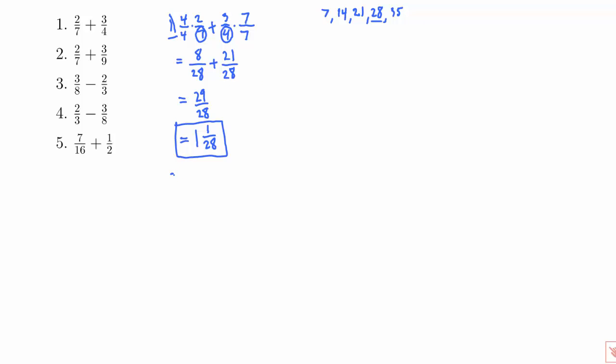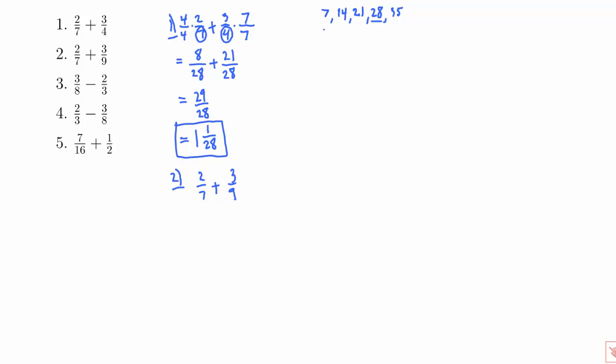Look at number 2. We have 2/7 plus 3/9. Again, between 7 and 9, we're trying to figure out the least common denominator. I'm going to ask myself, what are the multiples of 9 that are also multiples of 7? Well, we can always just do 7 times 9. That gives us 63. And that may be the only thing that we can use.